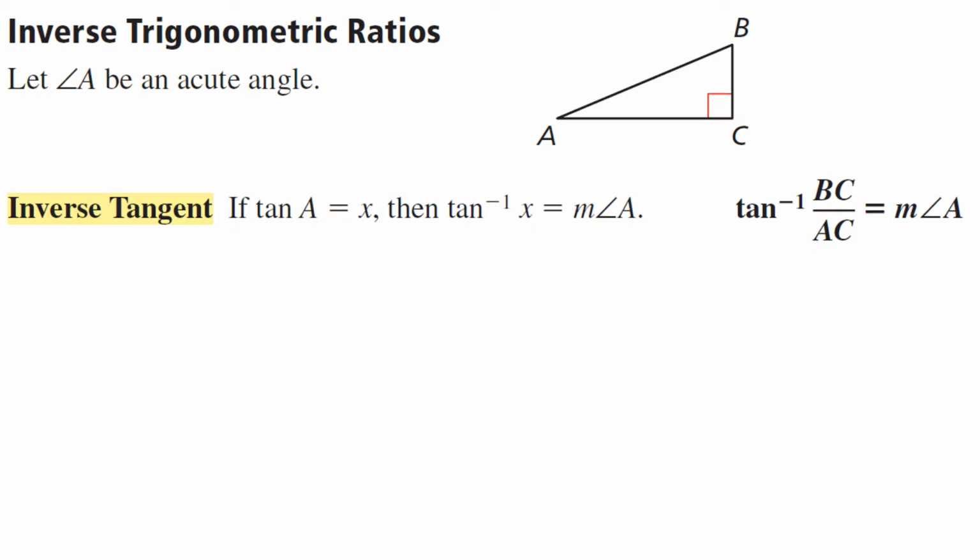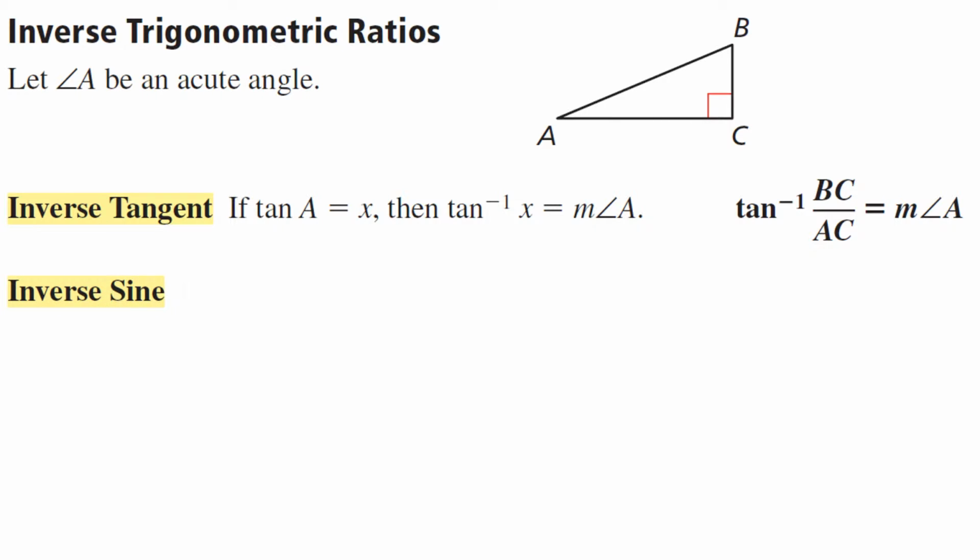Again, sometimes this mumbo jumbo makes a lot more sense when we do an example with numbers. But it's basically saying, hey, if you want the inverse tangent for the ratio of side BC over side AC, that's the measurement of angle A.